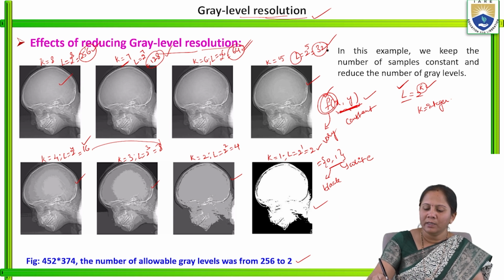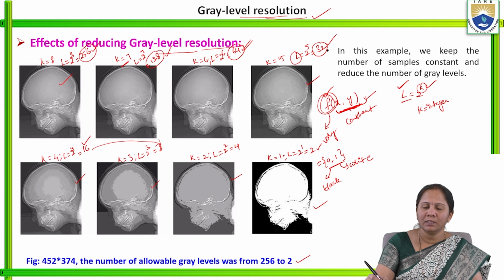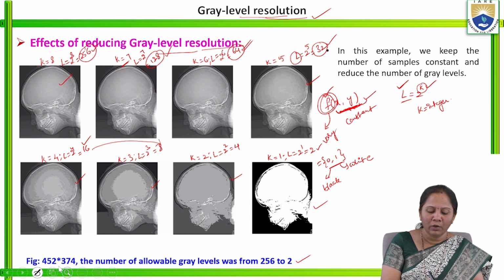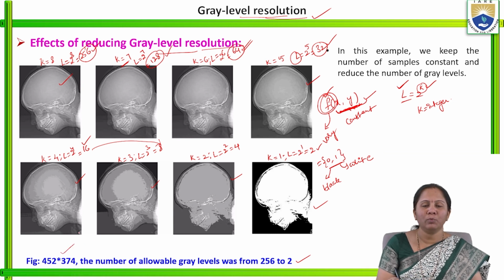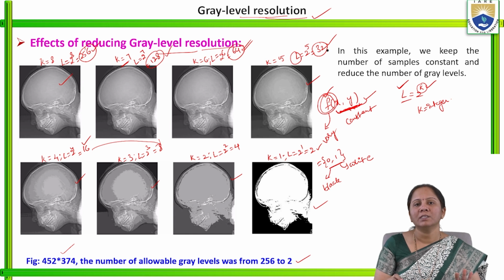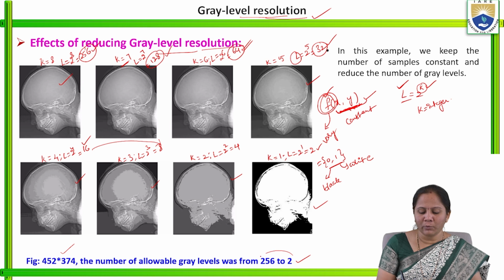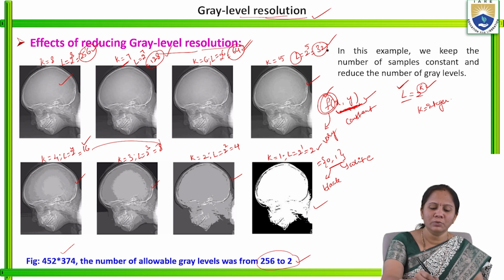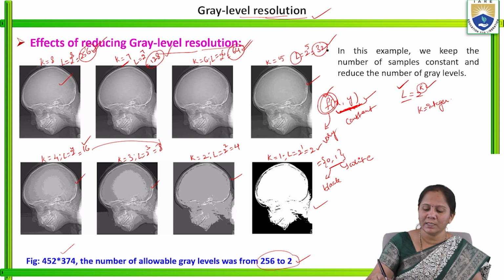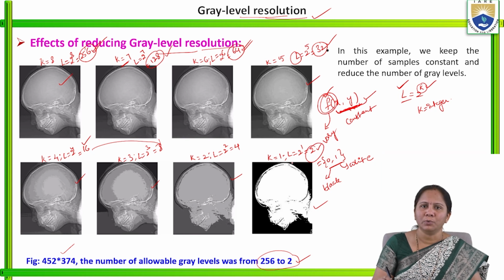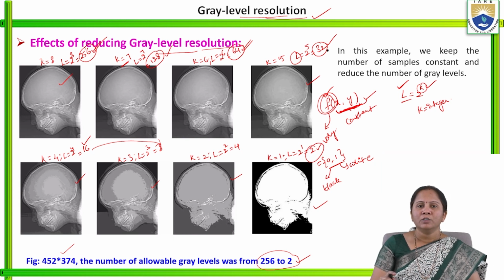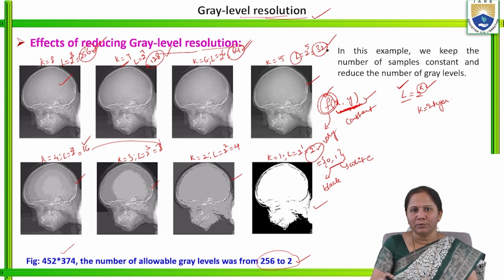Here, keeping x and y constant means the values of x and y are 452 by 374, that is the size of the original image. And the gray levels have been reduced from 256 to 2. So this is 256 and finally we got 2. Okay. So this is what spatial resolution and gray level resolution are about.